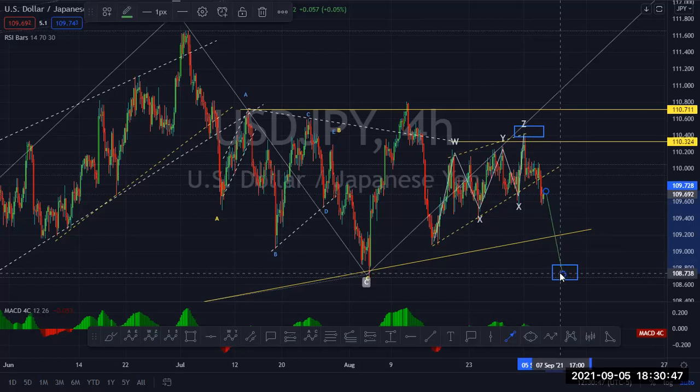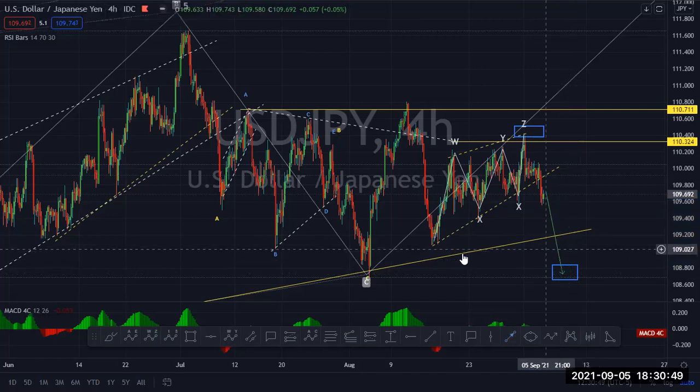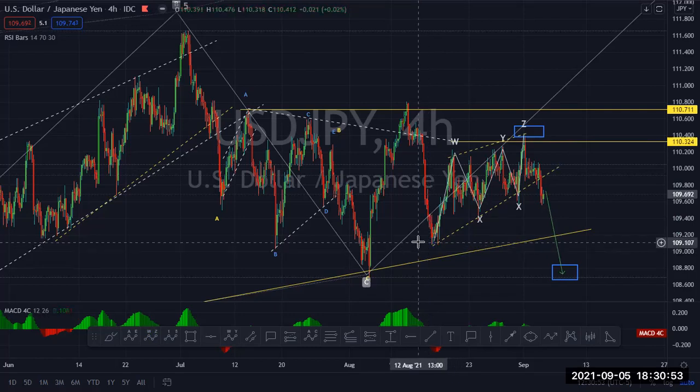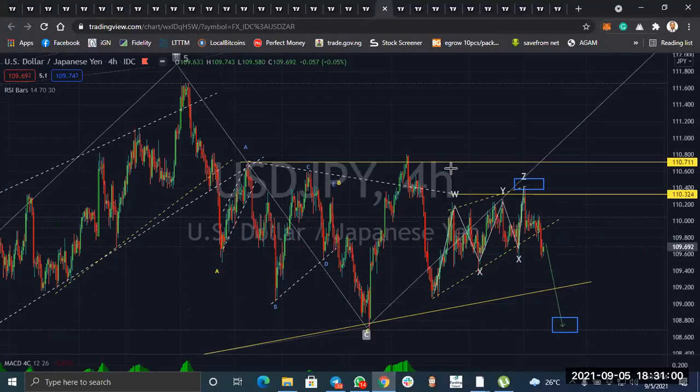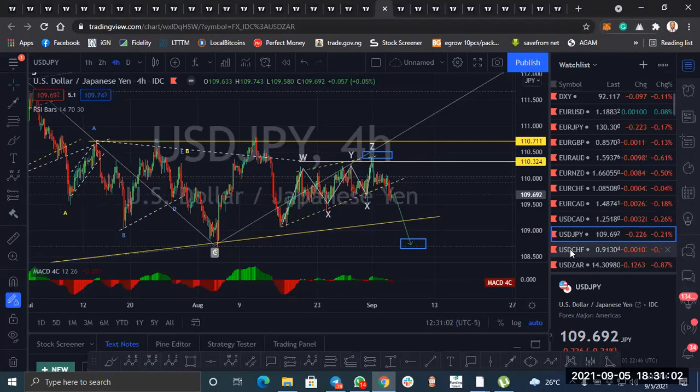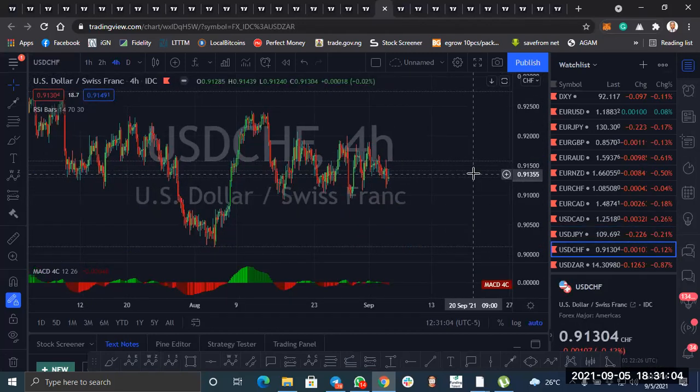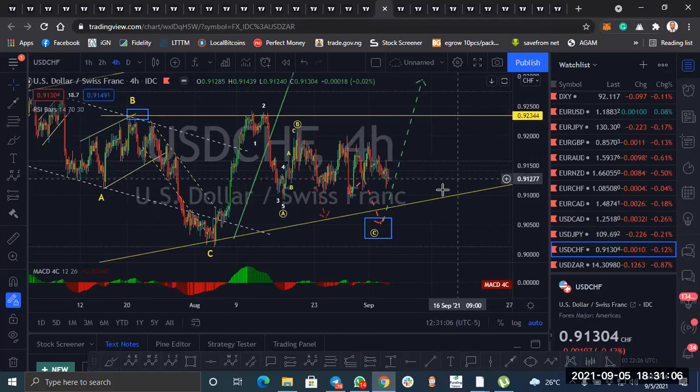Whenever the market goes below here, it can turn. So it's not a must if you come to the blue box. So selling is what I see on USD JPY. On USD CHF, selling is what I see also. So selling is what I am looking for.